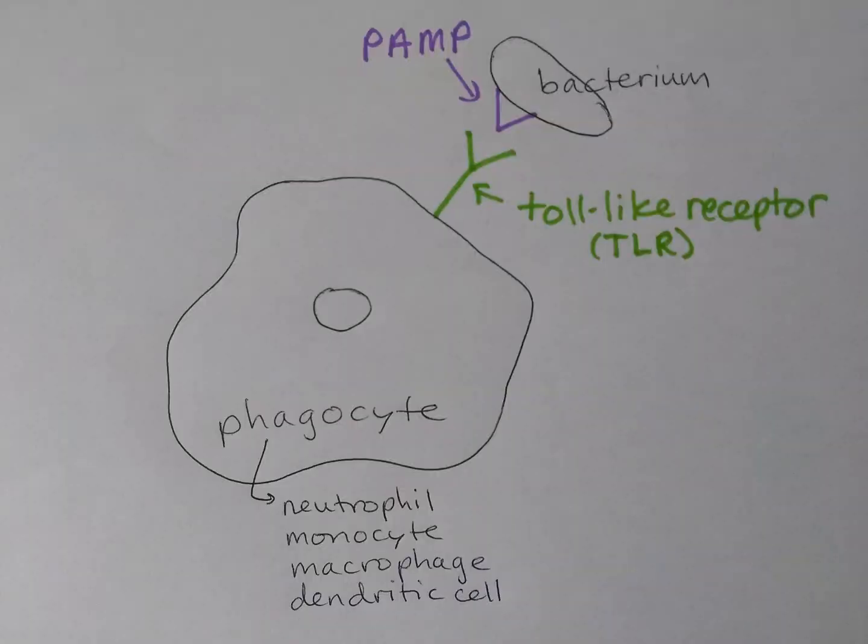So here's just a picture of a neutrophil. Any of the phagocytes will have these toll-like receptors on them, these receptors that will recognize the PAMPs, the pathogen-associated molecular patterns. So maybe this PAMP here is, maybe it's part of the peptidoglycan cell wall on the bacterial cell. So it is important to know, and we'll be talking about this, there are 4 different phagocytes. We have neutrophils, monocytes, macrophages, and dendritic cells. So all 4 of those are phagocytes. So make sure you have those memorized. Those are pretty important.